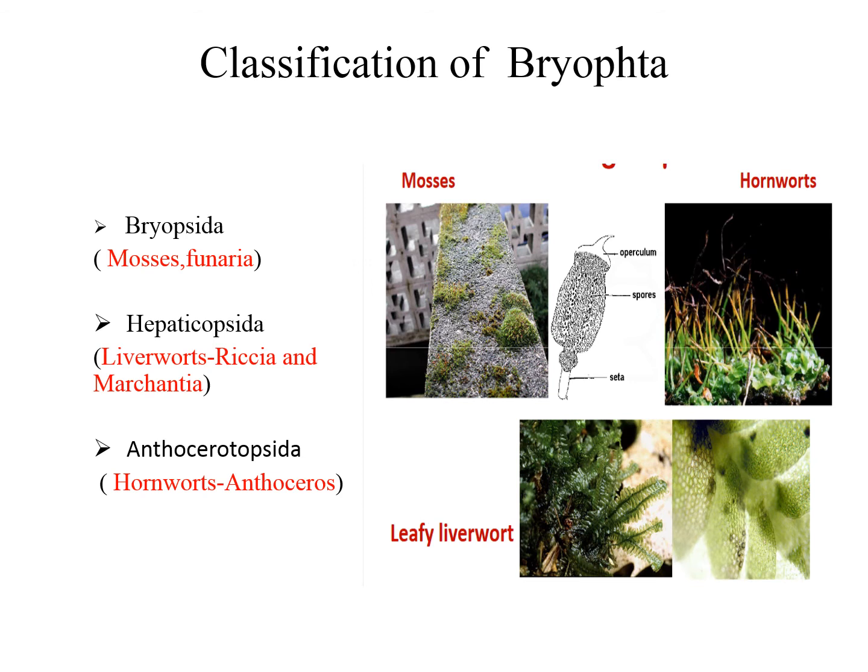According to the latest classification, Bryophyta is divided into three classes: Bryopsida, which includes mosses and funaria; Hepaticopsida, which includes liverworts, riccia, and marchantia; and Anthocerotopsida, which includes hornworts and anthoceros.